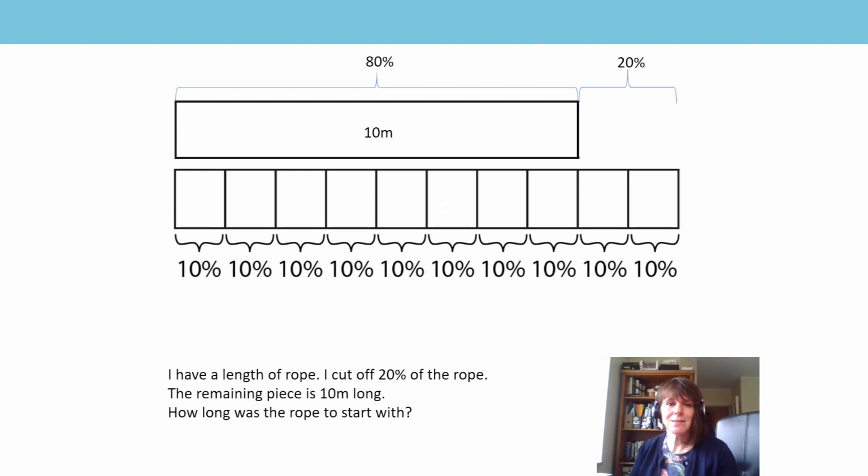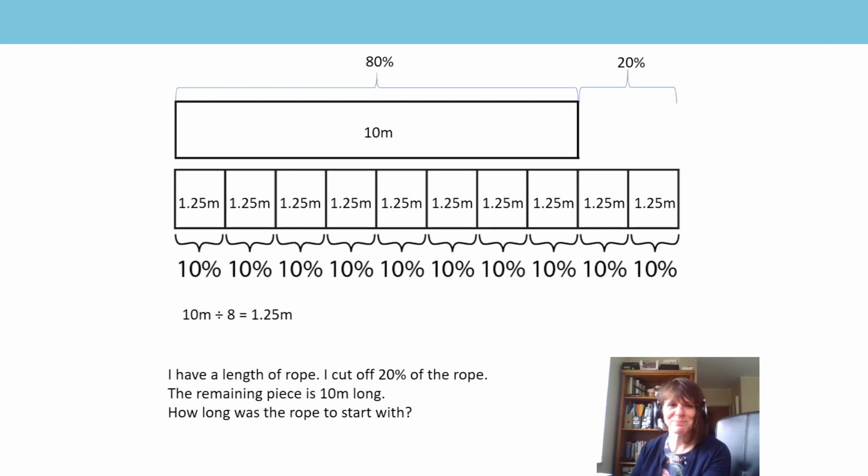So 10 meters, okay, 1, 2, 3, 4, 5, 6, 7, 8; 10, 20, 30, 40, 50, 60, 70, 80% of the original rope equals 10 meters. So I could divide 10 by 8. What did you get for 10 divided by 8? Yeah, 10 divided by 8 equals 1.25 meters. So I can put those values in. 10% of the original rope is 1.25 meters.